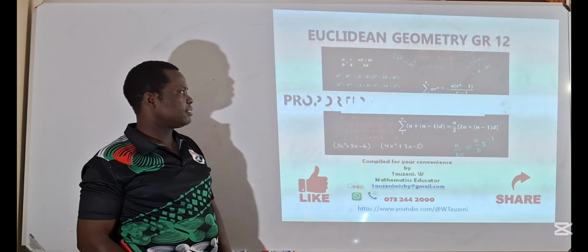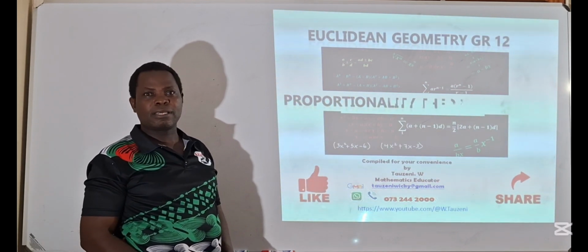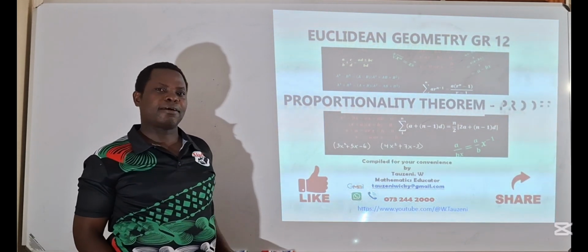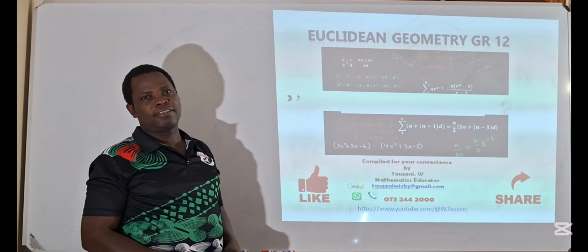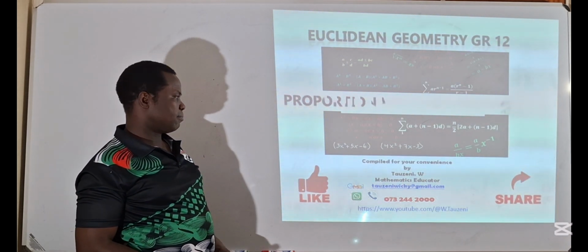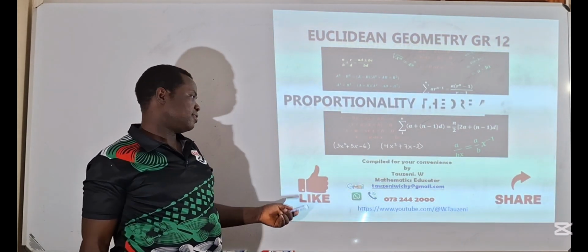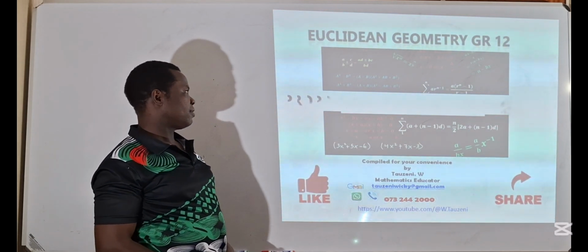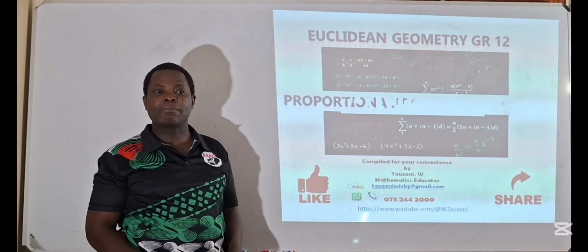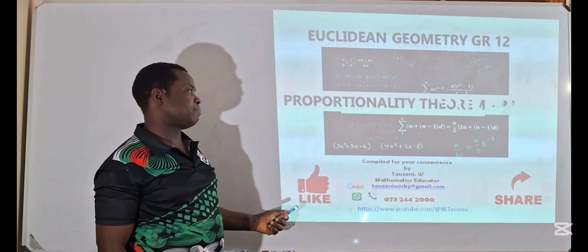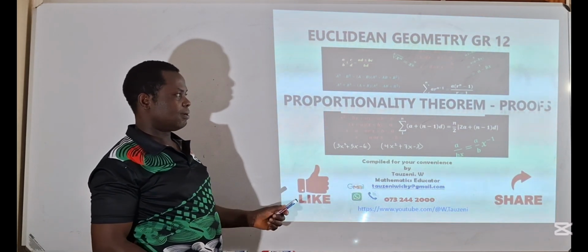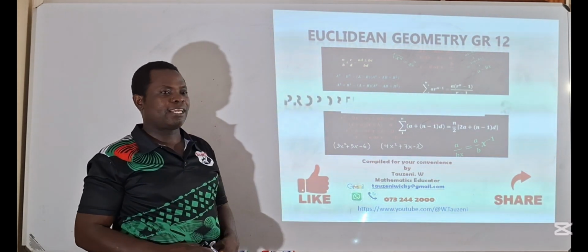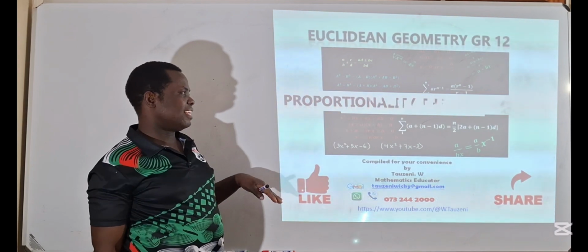Today we are paying attention to the proportionality theorems, particularly the proofs of the theorems, how to prove the proportionality theorems. This is going to be in paper 2, and we know that from our previous experience there are a number of learners who struggle a lot with paper 2, and this is one of the topics that sometimes gives problems here and there.